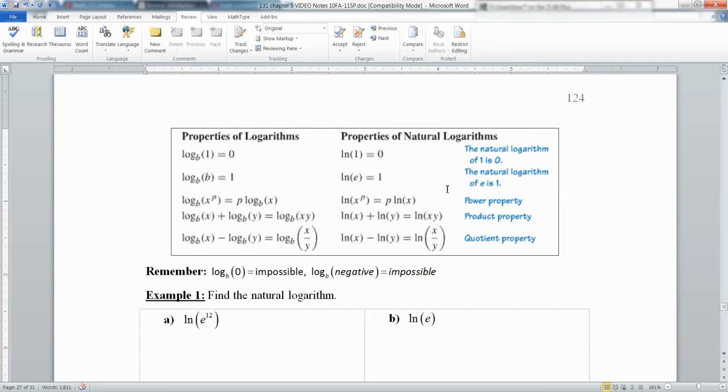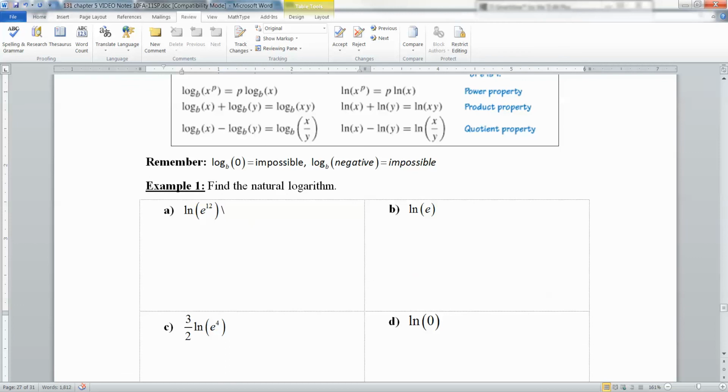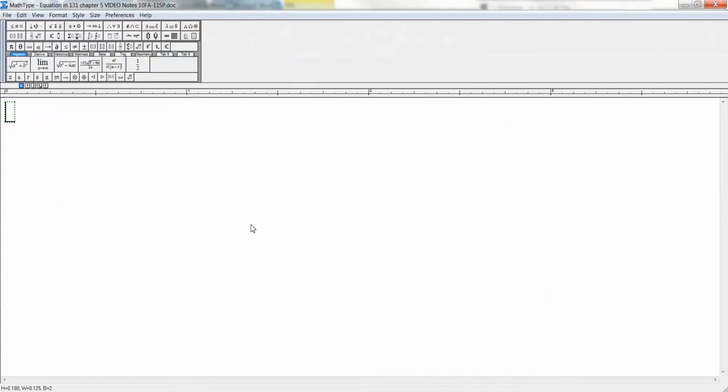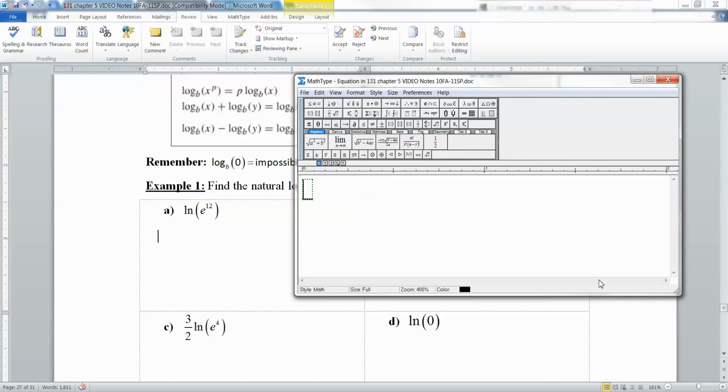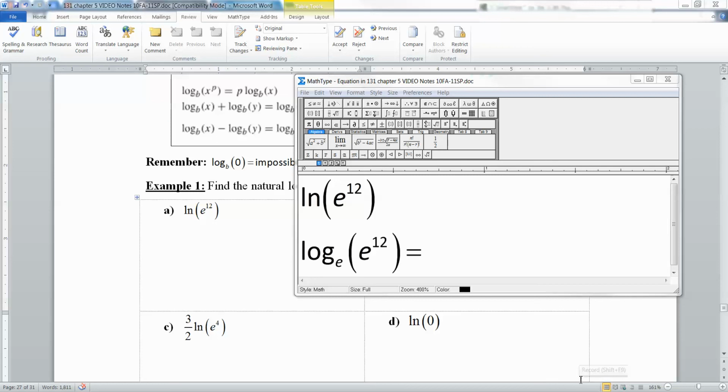All right, so let's find these logarithms here. So we want the ln of e to the 12. So let's think about this for a second. Ln of e to the 12 means what you want is the log base e, oh, rats, base e, thank you, of e to the 12. Okay? So you're thinking, well, e to what power would get me e to the 12? Did you say 12? Hopefully you said 12.